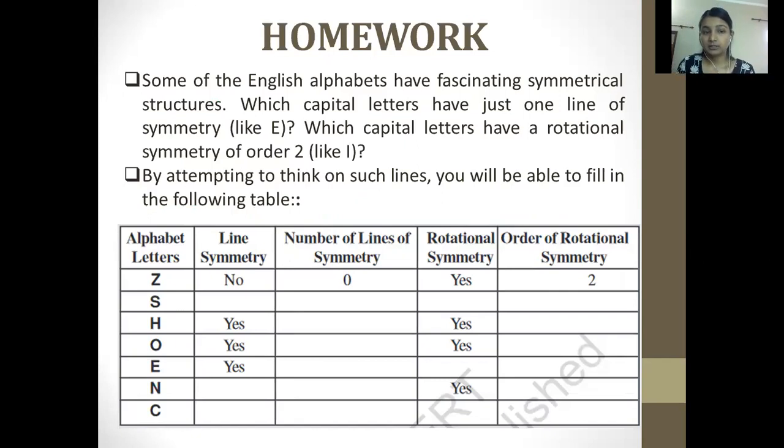You have to do one thing. First of all, you have to write the capital letters. You have to compare the symmetrical structures of the alphabets, like they have given the example for E, I. You have to check whether they are making rotational symmetry or not. Also, there is a tabular question where you have to make this tabular chart in your notebooks. They have given you hints on how these alphabets and lines of symmetry are made.